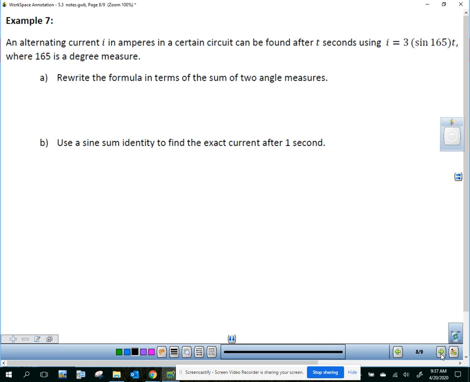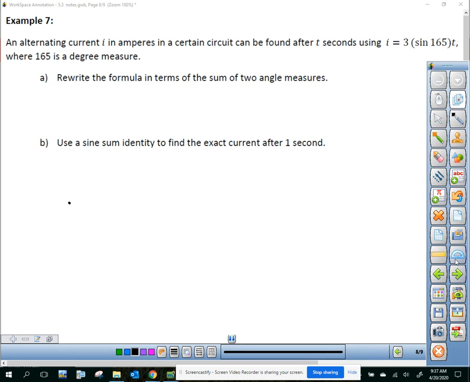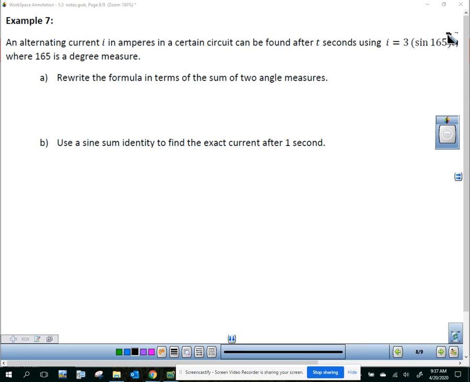Okay, so we want to use our sine sum identity and replace 165 with two angles being added together. We know we're doing a sum because it says right here, use the sine sum identity. So, two angles that we know from the unit circle that will add to 165. The two that come to my mind first are 120 and 45. So I'm going to use that and replace 165 with that.